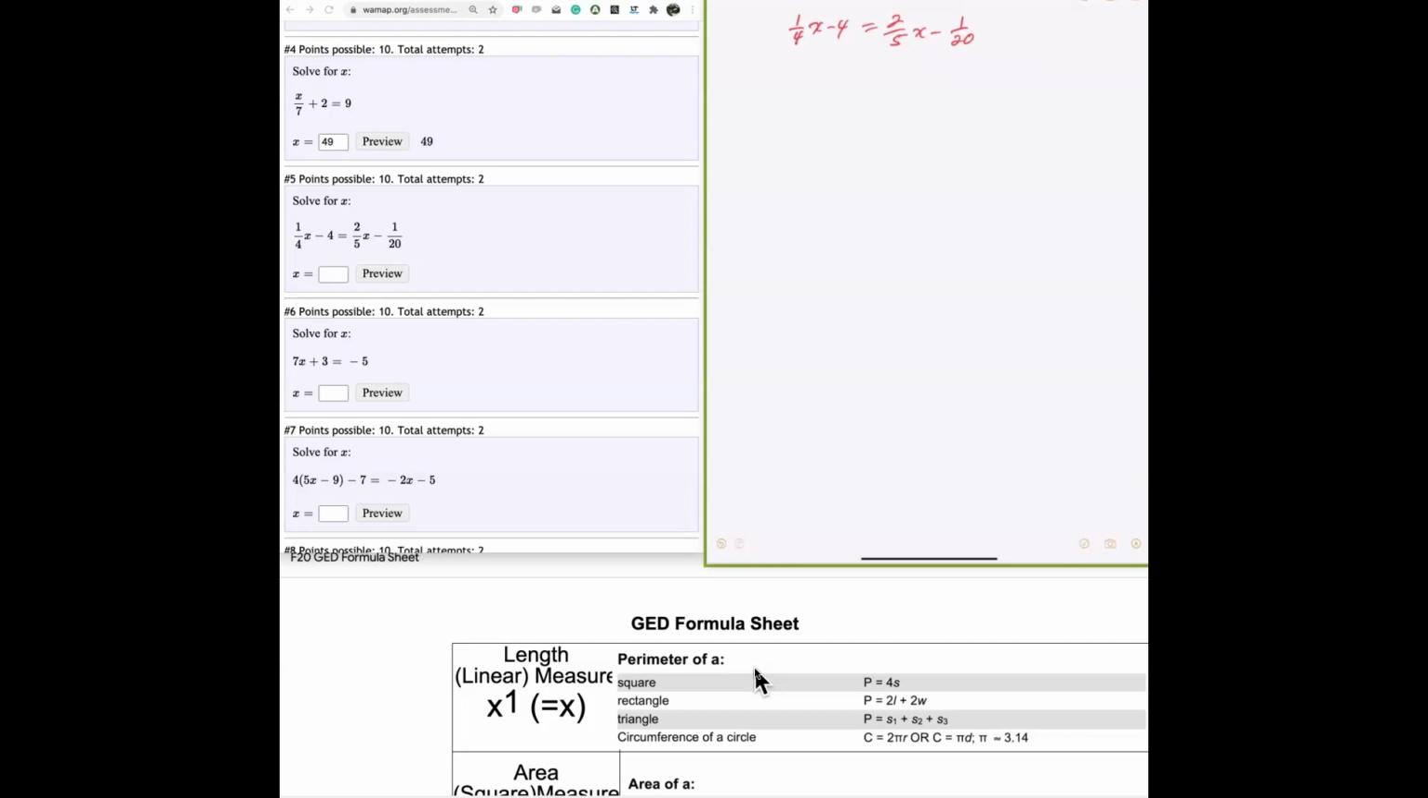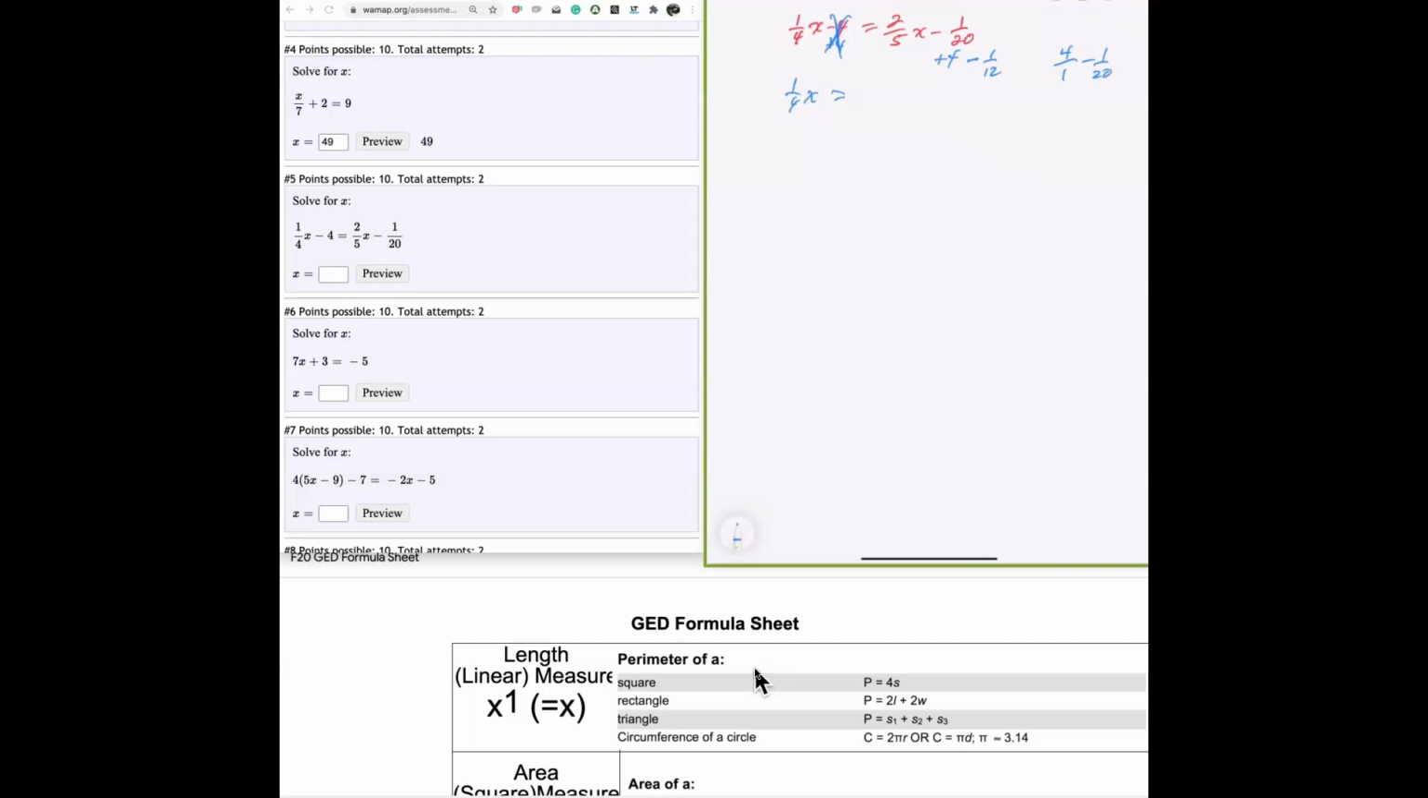So what I'd like to start with is getting rid of that negative 4. So we're going to add 4 to both sides. And these 4's cancel out, leaving 1/4 x. And that's equal to 2/5 x. And then we got negative 1/20. So positive 4 minus 1/20. To do that, we're going to put 4 over 1, and we're going to subtract 1/20.